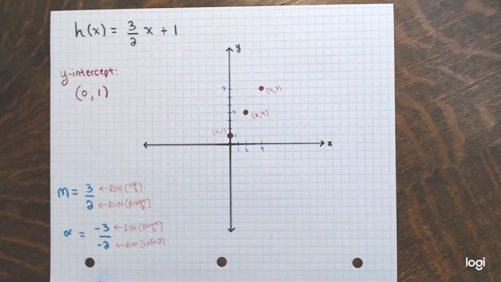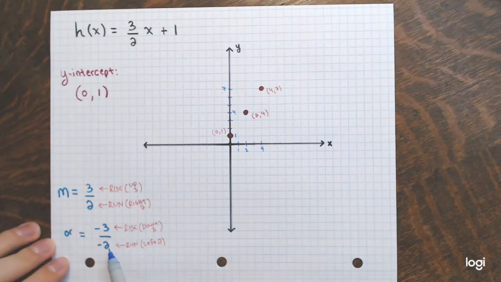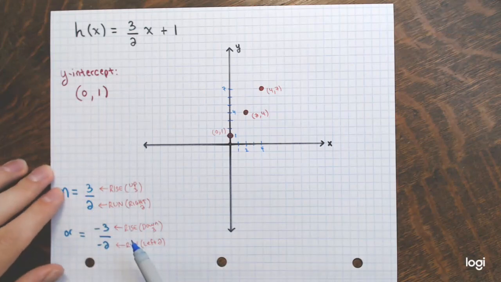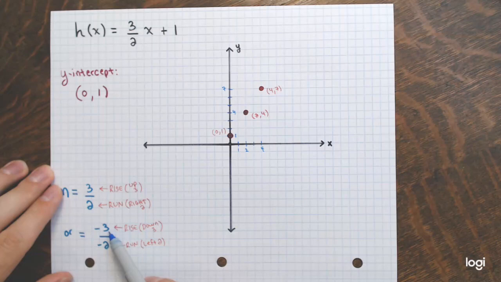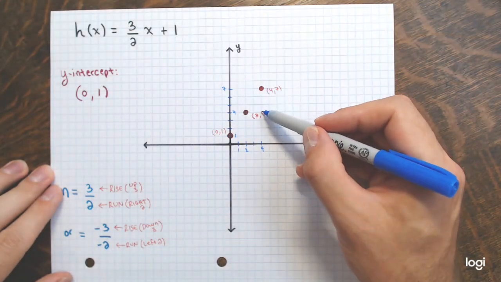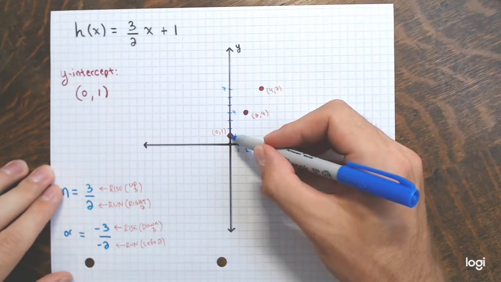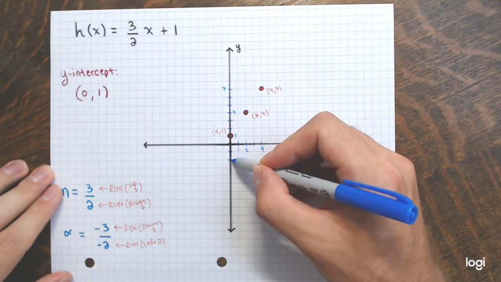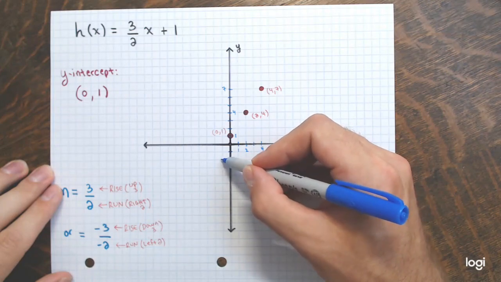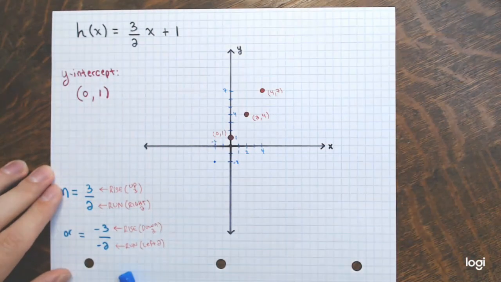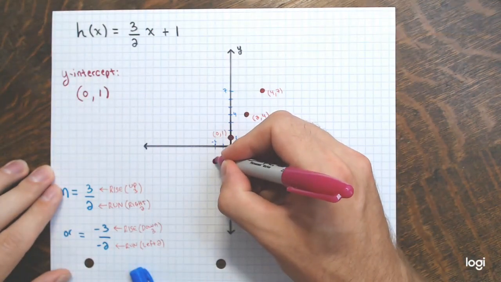Or, if I look at it this way, negative 3 divided by negative 2 is the same as positive 3 divided by positive 2. They both end up being positive 3 halves. Go down 3, and then left 2. So you see down 3, left 2, down 3, left 2. And then from (0, 1), I go down 3, and then left 2. I'm at this location here. I'll mark it off, make it a little bigger. This location right here, this point.